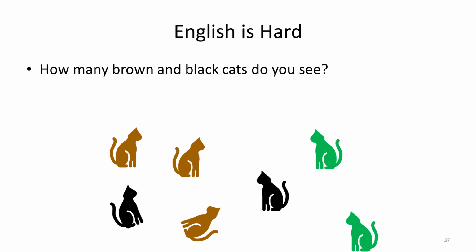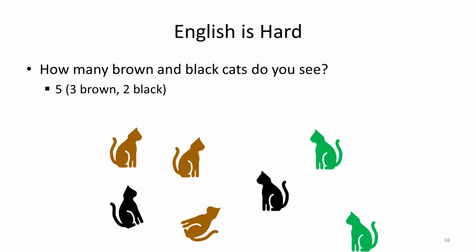If you have taken the database class with me, then this may look familiar. So here's a fairly simple question. How many brown and black cats do you see? Take a few seconds, pause the video. How many brown and black cats do you see on the slide?